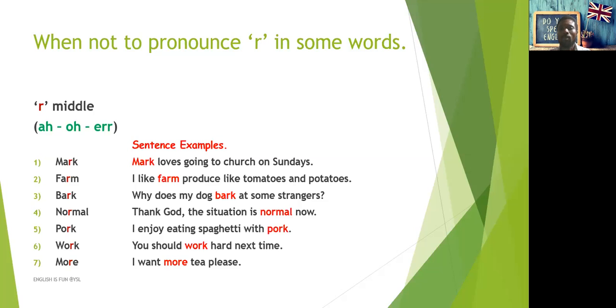The next one is more. You can see in this word, the R is actually on silent mode. It's not pronounced. You rather listen to the kind of sound you make when you are pronouncing this word: more. I want more tea, please. All right, I want more tea, please.